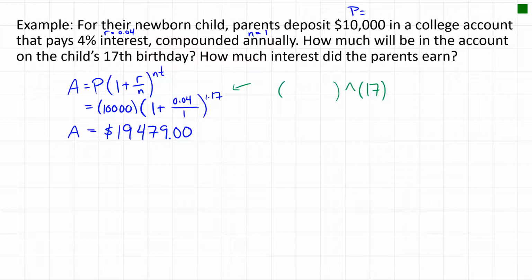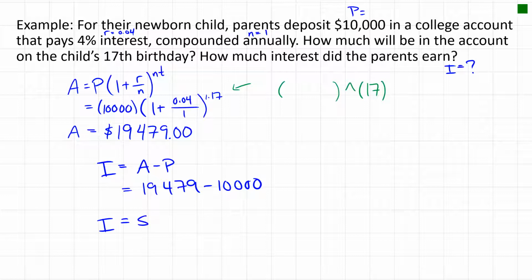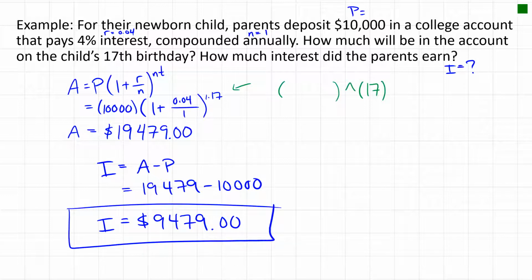So how much interest did the parents earn? Well, I would be equal to the total amount minus the principal, which in this case would be $19,479 minus the initial $10,000. So the interest earned is $9,479. That's pretty significant. You're talking about making an investment of $10,000, basically doubling over the course of 17 years. And 17 years is a long time. But you can start to see the power of investing early for certain goals.